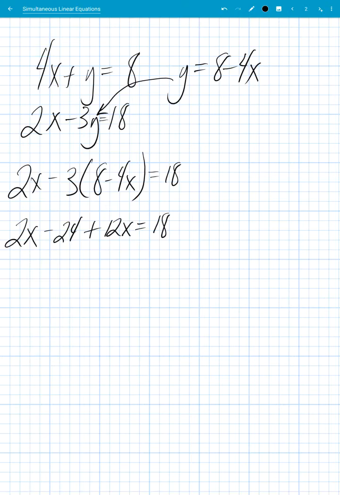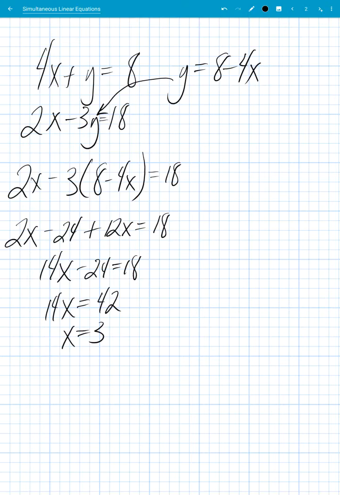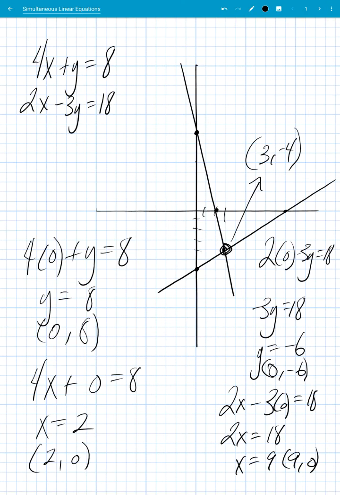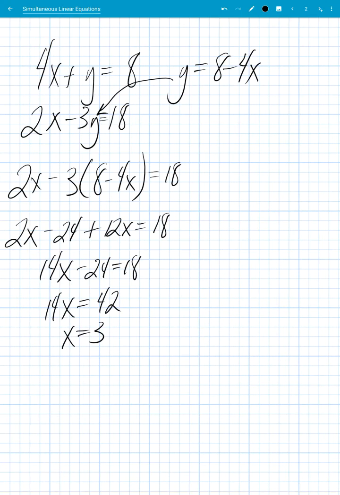Okay, so this is going to give me, I gather my x's over here and I get 14x minus 24 equals 18. And then putting all the constants on one side, I get 14x is equal to, what's that going to be, 42. So x is equal to 3. And that is, in fact, what I got over here for my point. X was equal to 3. So, well, I'm not done, though.